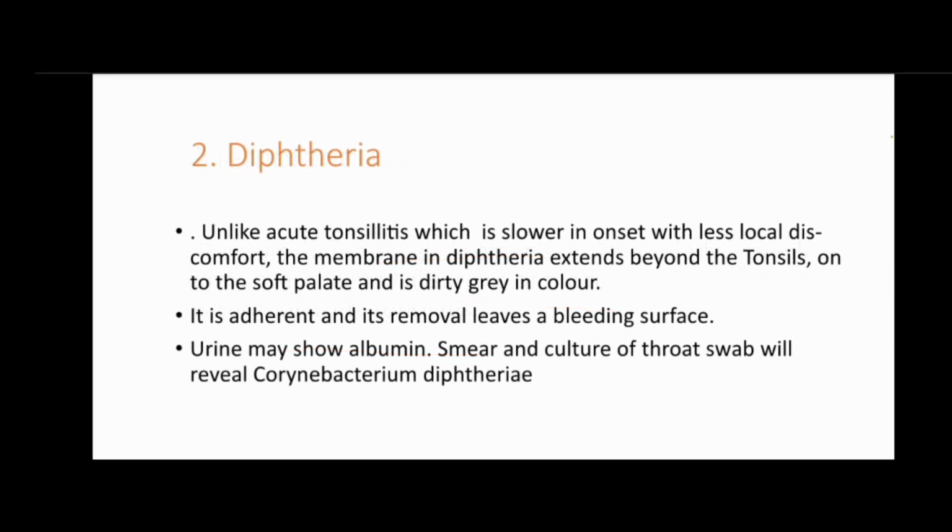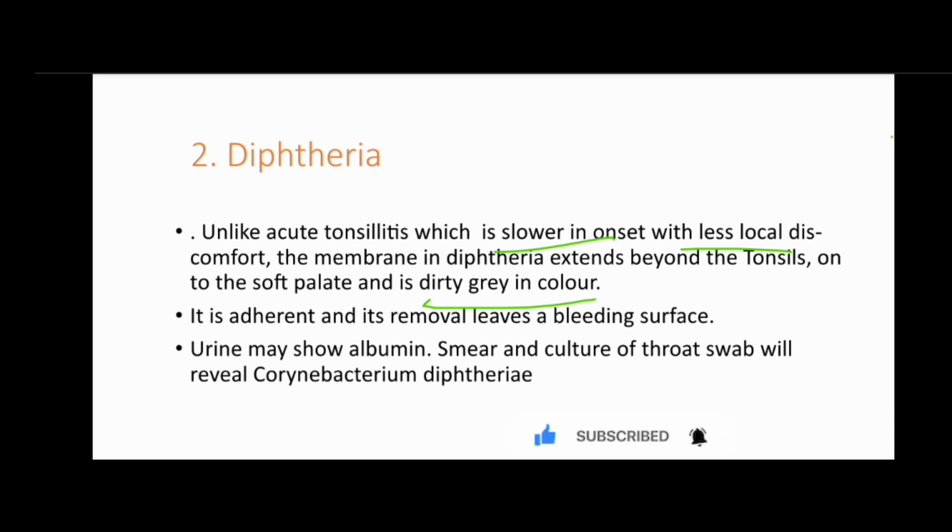Diphtheria. Unlike acute tonsillitis, it is slower in onset with less local discomfort. The membrane of diphtheria extends beyond the tonsil. It does not only affect the tonsil. It means the membrane of diphtheria can be seen on the pharyngeal wall, soft palate, anterior pillar, posterior pillar, and even the tongue. And it is dirty grey in color.